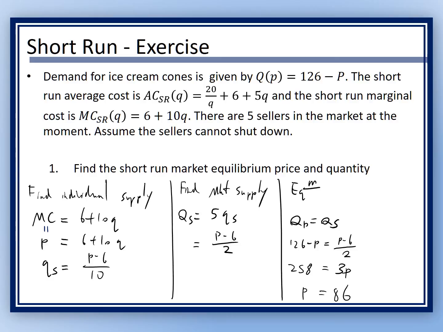You find the quantity, the quantity sold. It is going to be 126 minus 86, which is 40. So 40 units will be sold on the market, and individual supply would be 40 divided by 5 equals 8. So each seller is producing 8 units. So that's the way you solve the short run, which is just the same as what we have been doing.